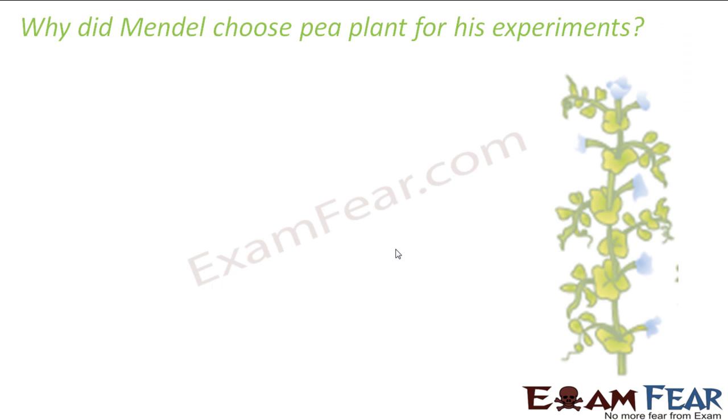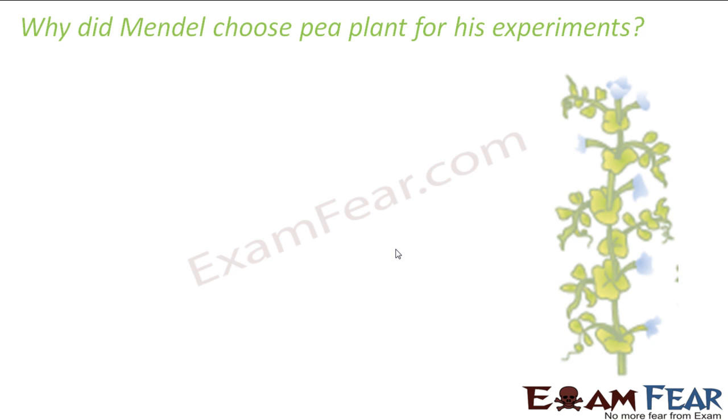Now that we have seen that Gregor Mendel gave so much contribution in the field of genetics, he was the first one to give the principles of inheritance, based on which so many other advanced things came up. The entire subject of genetics came only after Gregor Mendel. Now a very small question: why did Mendel choose the pea plant for his experiments? When there are plenty of plants, plenty of organisms, why did he choose the pea plant itself?